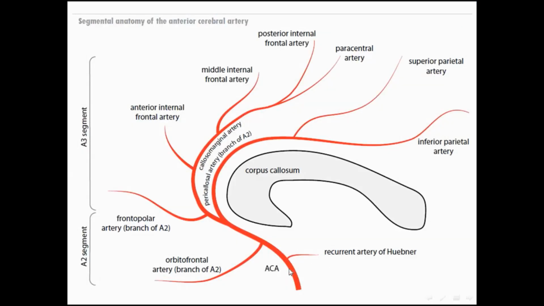This illustration shows the A2 and A3. We already saw A1. A2 is this one, which extends from the anterior communicating artery to the location before the branching of the callosal-marginal artery. And A3, which is the callosal segment, is the callosal-marginal artery and its branches.